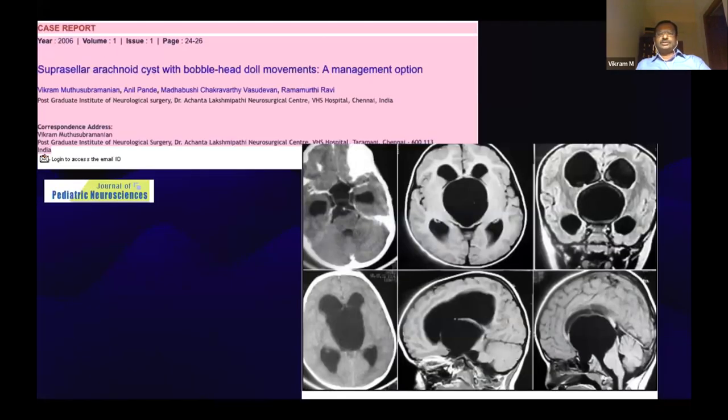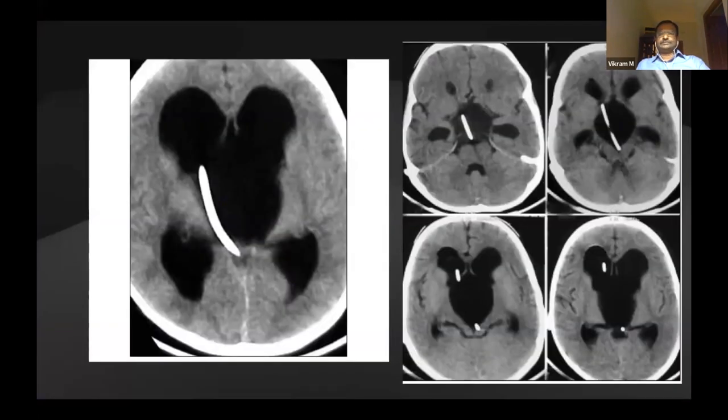My journey into neuroendoscopy started with a suprasellar arachnoid cyst with bobble-head movements in VHS, where repeated shunts failed, and finally we had to go in for a third ventriculostomy and placement of the shunt tube into the cyst, with which the child improved. This is the post-op scan.